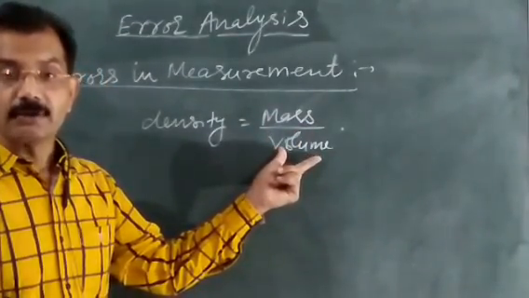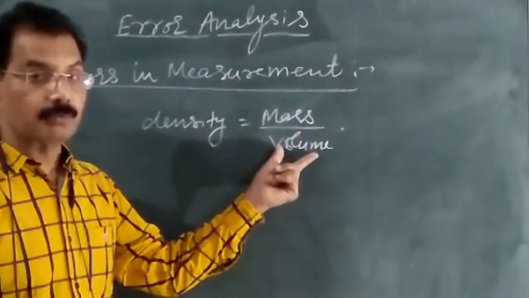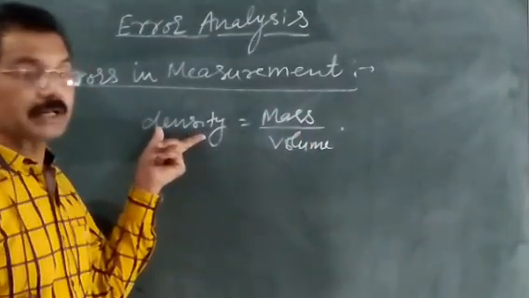When you take the accurate value of mass and accurate volume of that body, then you will get the accurate density.